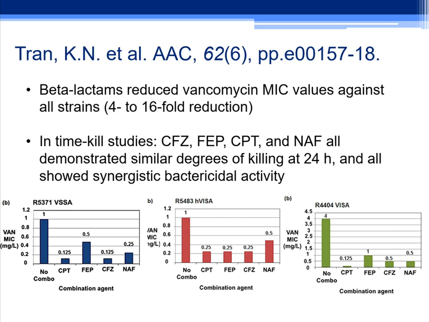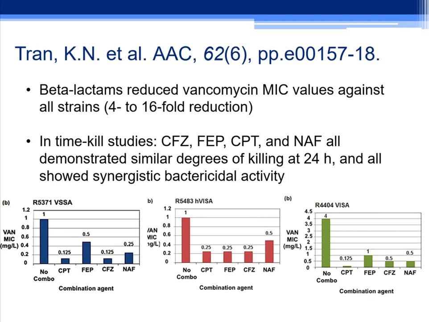But to put it in a very quick perspective, one of the easiest studies to look at is what Tran and colleagues did. They looked at several different commonly used beta-lactams: cefazolin, cefepime, ceftaroline, and nafcillin. They looked at this over a 24-hour period and were able to see a synergistic bactericidal benefit of adding that on to vancomycin. So here, looking at the vanc-sensitive Staph aureus, you can see with no combination, its E-test was 1.